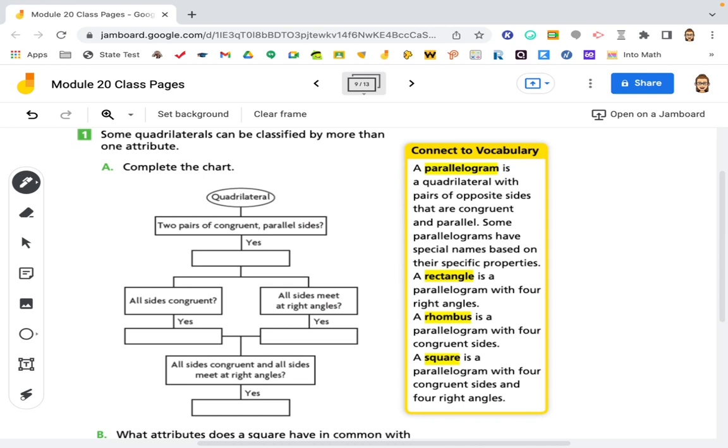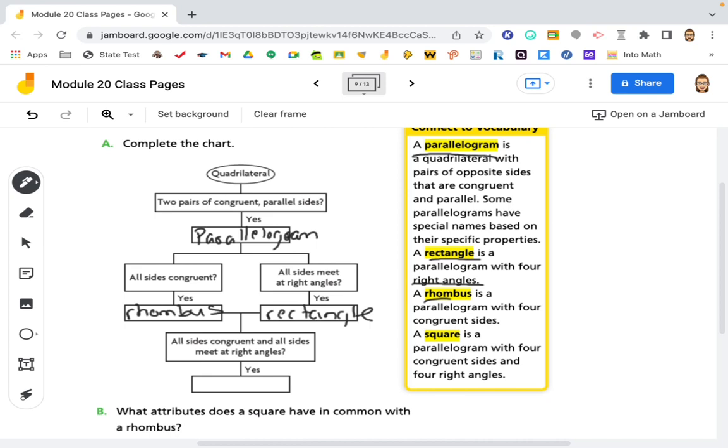So we look, quadrilateral. We have 2 pairs of congruent parallel sides. Yes, that would be a parallelogram. Then if all sides are congruent, that means it is going to be a rhombus. If all sides meet at right angles, it is a rectangle. If all sides are congruent and all sides meet at right angles, then it is a square.